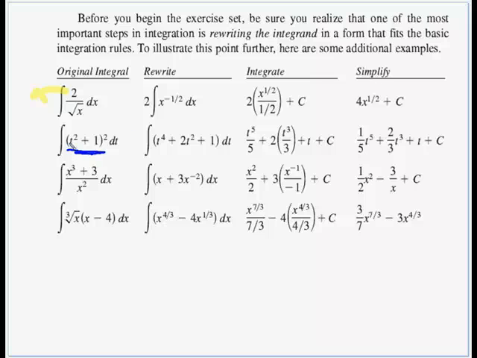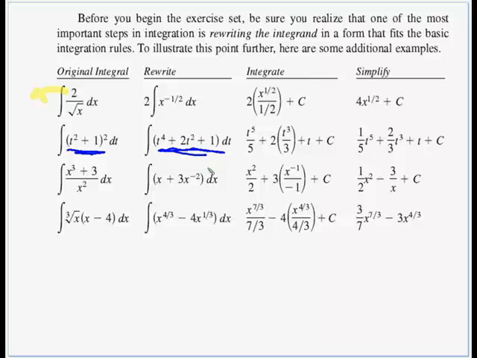Here we have a quantity squared. FOIL it out. Once we have it FOILed out, we can just integrate each term independently. Here is another example where we have a single term denominator with a multi-term numerator. Break it up into pieces. x to the third over x squared is x to the first. 3 over x squared becomes 3x to the negative 2. And then we can integrate each piece.